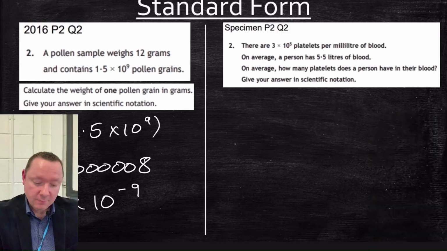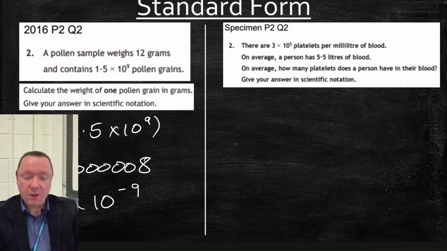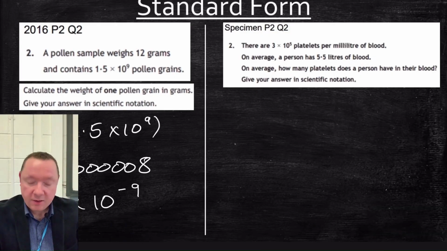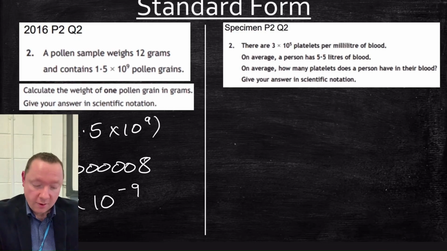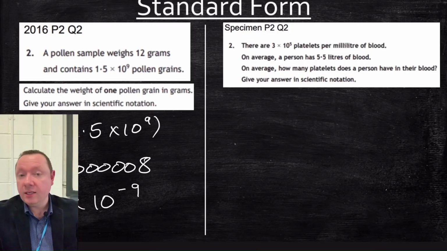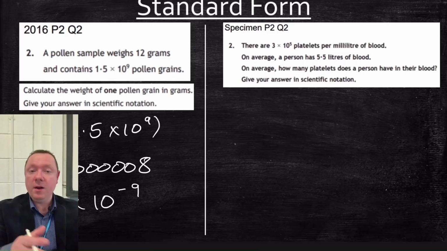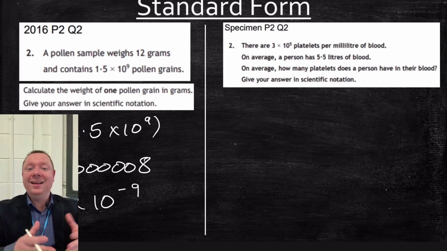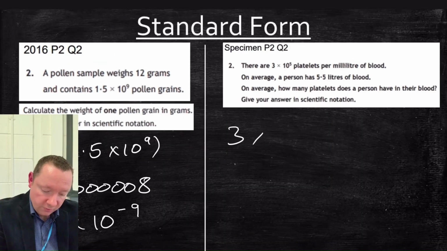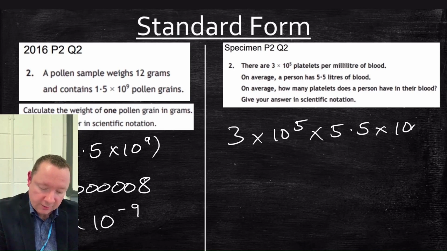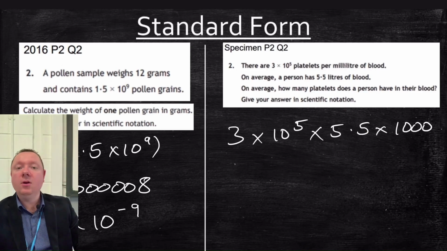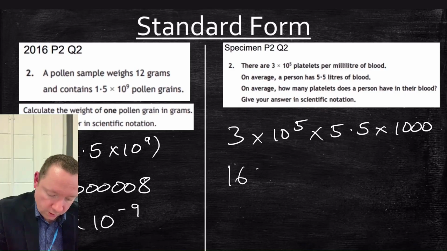There are 3 times 10 to the 5 platelets per millilitre of blood. On average, a person has 5.5 litres of blood. On average, how many platelets does a person have? Give your answer in scientific notation. So I have to work out how many a person's got in total. I need to times. So I need to do 3 times 10 to the 5 times 5.5 litres, but I need to times that by 1,000 because there's 1,000 millilitres in a litre.